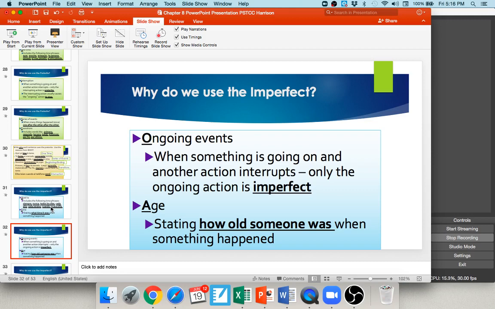So, UTOAD: used to, time. The O is for those ongoing events. Remember, this is the event that gets interrupted. So the dumb blonde was walking down the stairs when she got snatched. Walking was the action that got interrupted, so was walking is the imperfect. Age: when you say how old someone was when something happened, I was 15 years old when I got my learner's permit, okay? That would be imperfect, age.